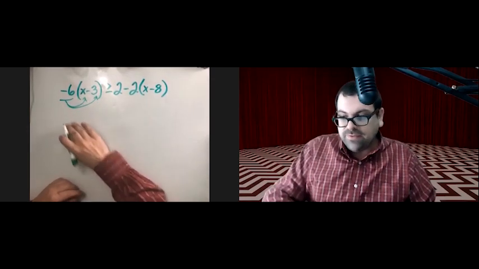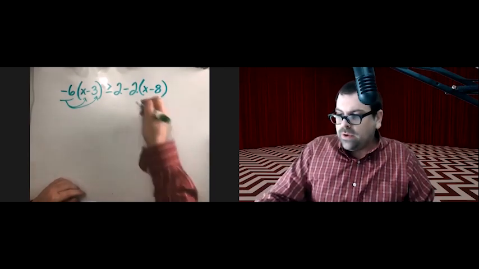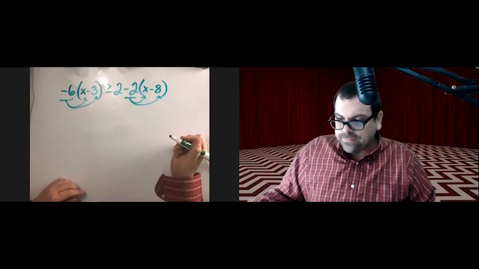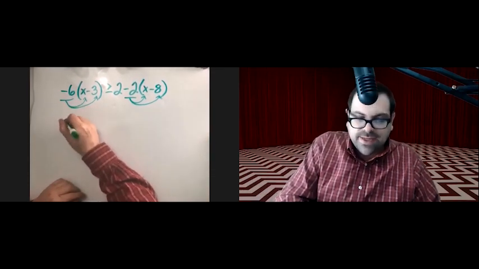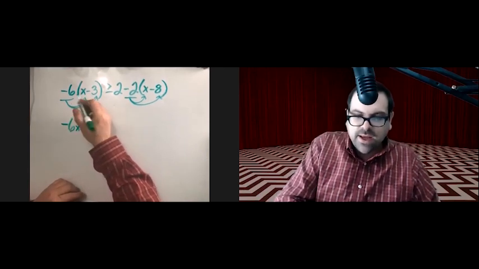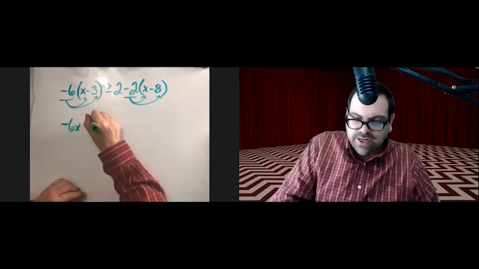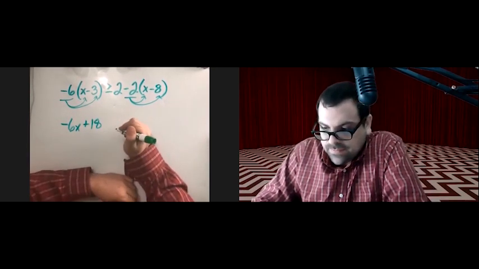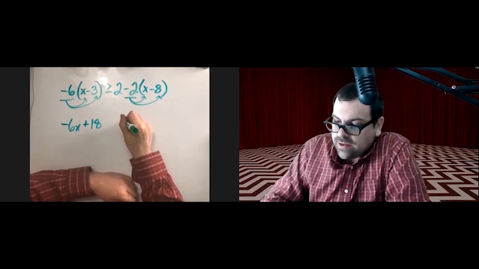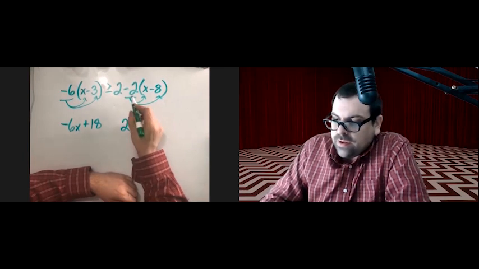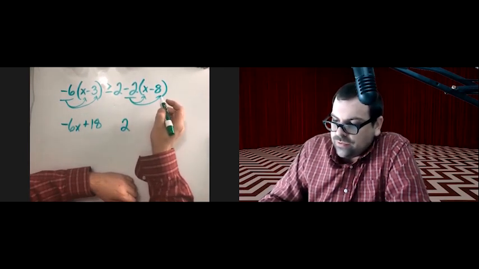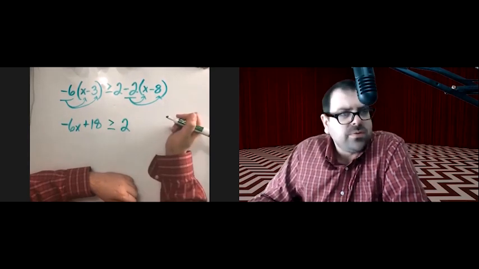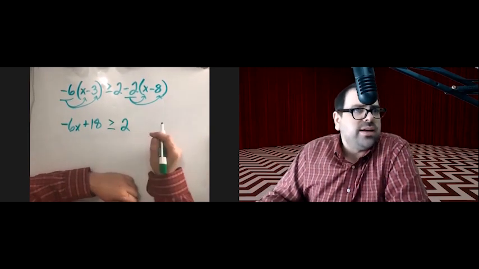We're going to distribute the negative 6. Over here, we'll distribute the negative 2. Negative 6 times x is negative 6x. Negative 6 times negative 3, positive 18. On the other side, distributing the negative 2, bringing down the positive 2, and this will be greater than or equal to. There's no risk of us doing anything here.